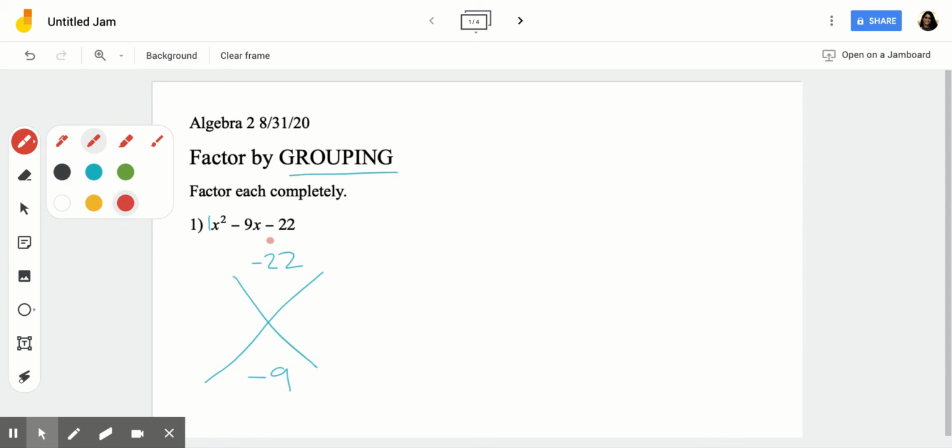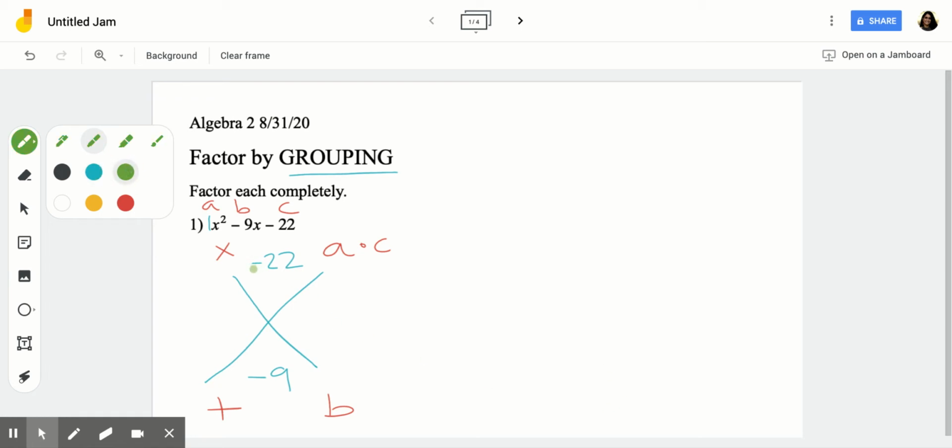So how did I get that? Again, this is A, B, and C. A times C goes on top, 1 times negative 22. B goes on the bottom, negative 9. Now you want to come up with two numbers that multiply to make negative 22 and add to make negative 9. Okay, so let's try to come up with some numbers.